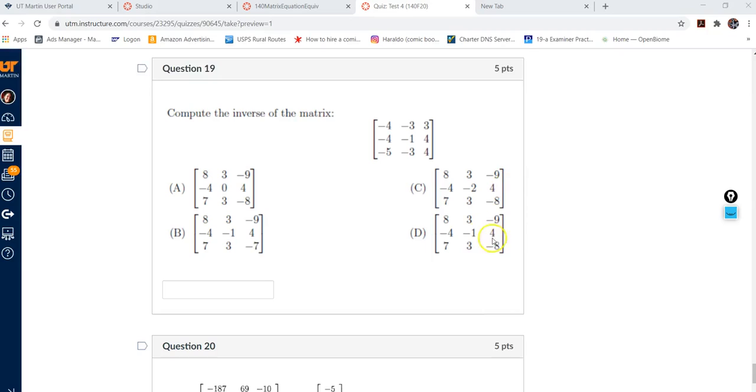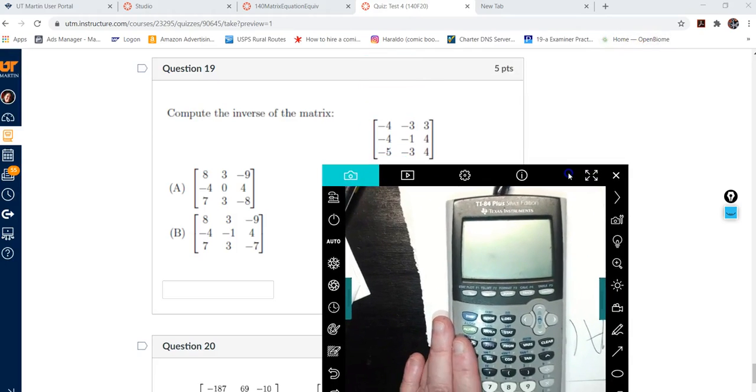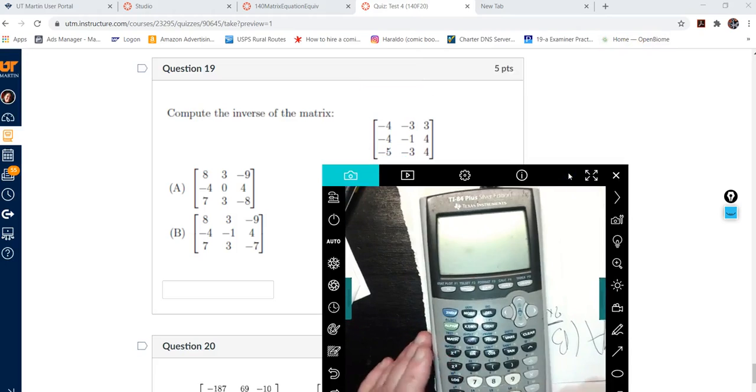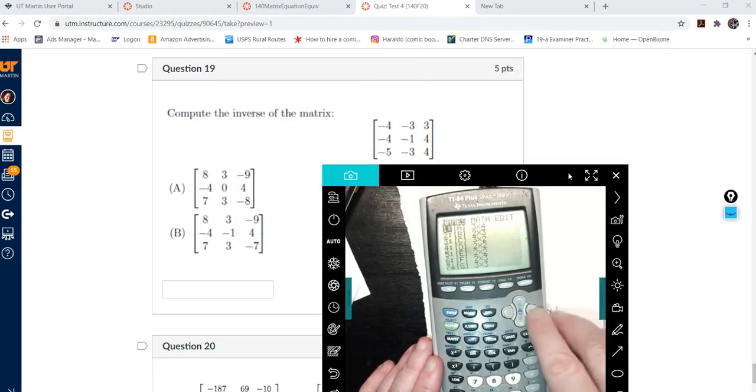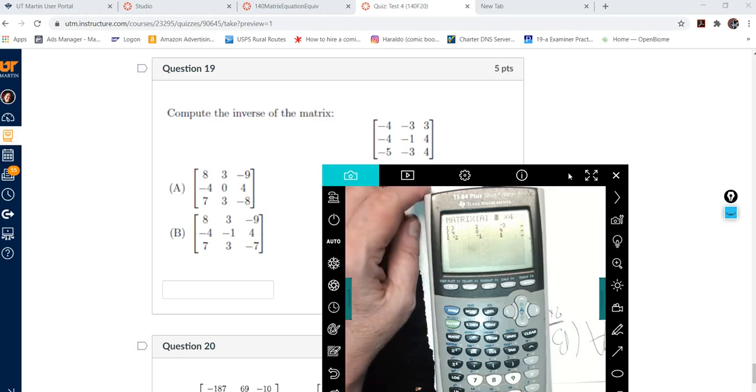Compute the inverse of the matrix. Well, I just need to put that into my calculator and get it to tell me. So I need to get into the matrix menu, go to the editor. I'll call it A. This is a 3 by 3. And so I'll have negative 4, negative 3, 3, negative 4, negative 1, 4, negative 5, negative 3, and 4.